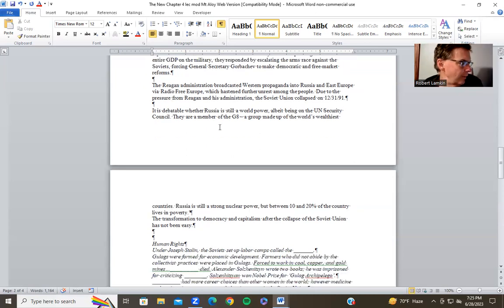So today, it's debatable whether Russia is still a world power. They are on the UN Security Council, and they are a member of the G8. That's a group of the world's wealthiest countries. Strong nuclear power, right? Strong nuclear power. However, 14, 15% of the country still lives in poverty. Transformation to democracy and capitalism after the collapse has not been easy. So let's take a look at that.